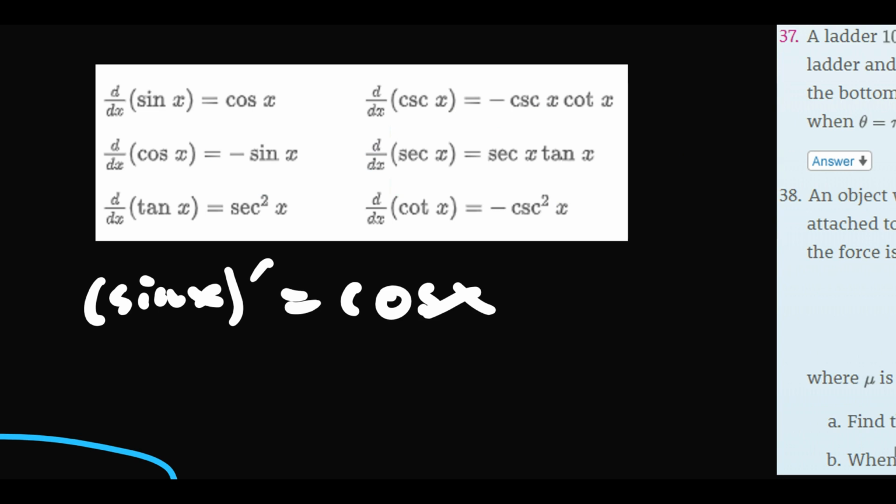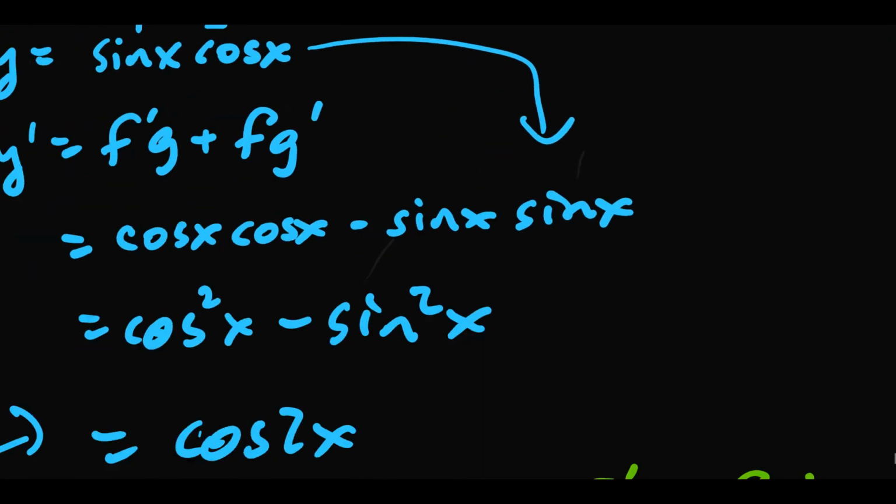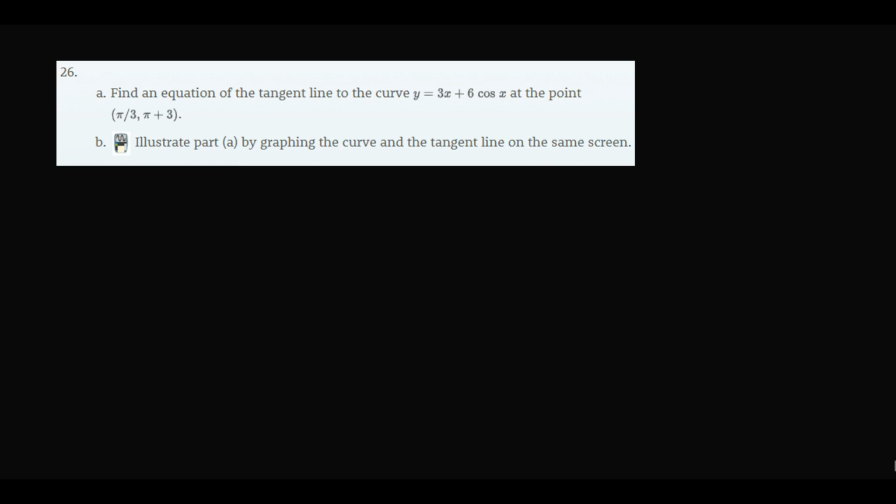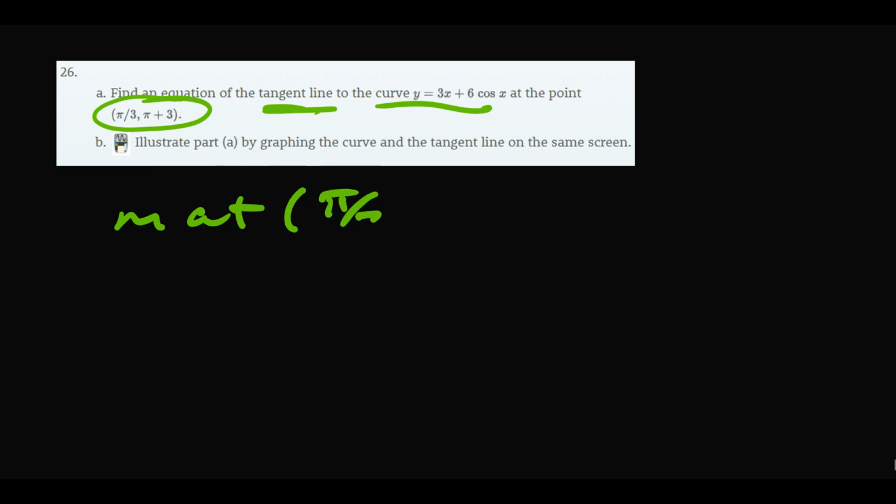All right, let's look at some problems that you might see in the WebAssign. This is number 26 in the book, similar to one of the WebAssign problems. You have a curve defined at a certain point, and we have to find the tangent line to the curve. We need the slope of the curve at pi over 3, comma pi plus 3. If you plug pi over 3 into this function, you get pi plus 3.